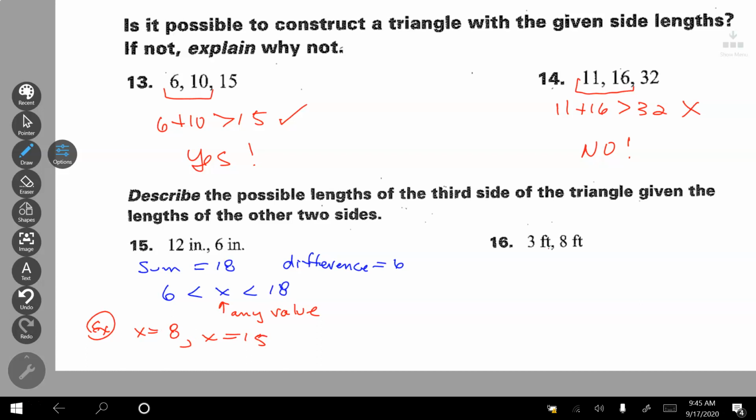I'll do the same thing here. Well, my sum is 11. My difference is equal to 5. So any number between 5 and 11 will work. An example is x equals 10. Anything below 5 or anything greater than 11 would not work.